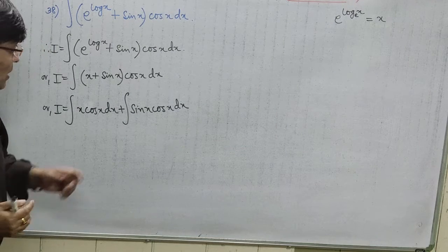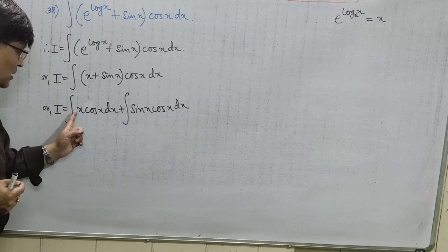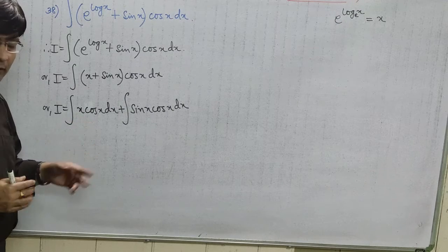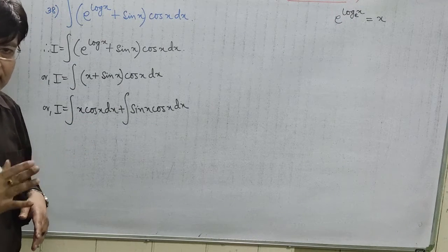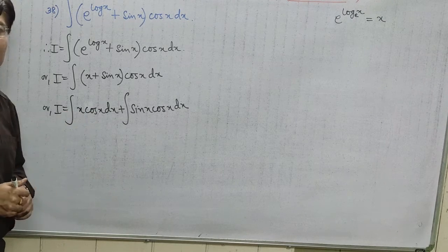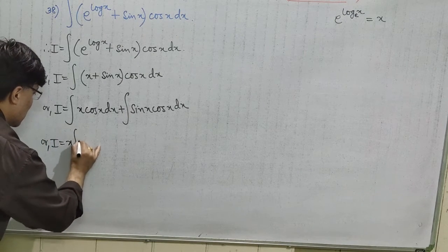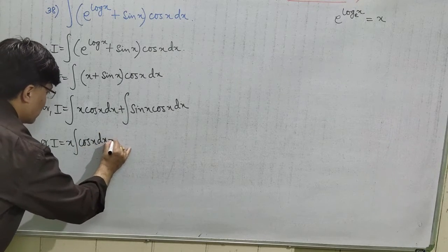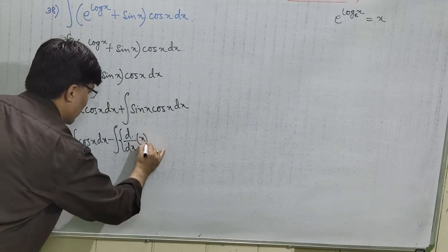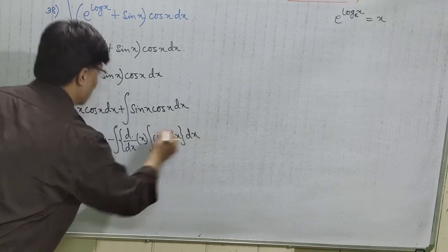Okay, so now for this first function you can use integration by parts. x is an algebraic function and cos x is a trigonometric function. So algebraic function is A, trigonometric function is T. Among these two letters A and T, which comes first in the word ILATE? A comes first. That means x is the first function and cos x is the second function. So let us use by parts here. I is equal to x times the integration of cos x dx minus the integration of (dy/dx of x times the integration of cos x dx) dx.